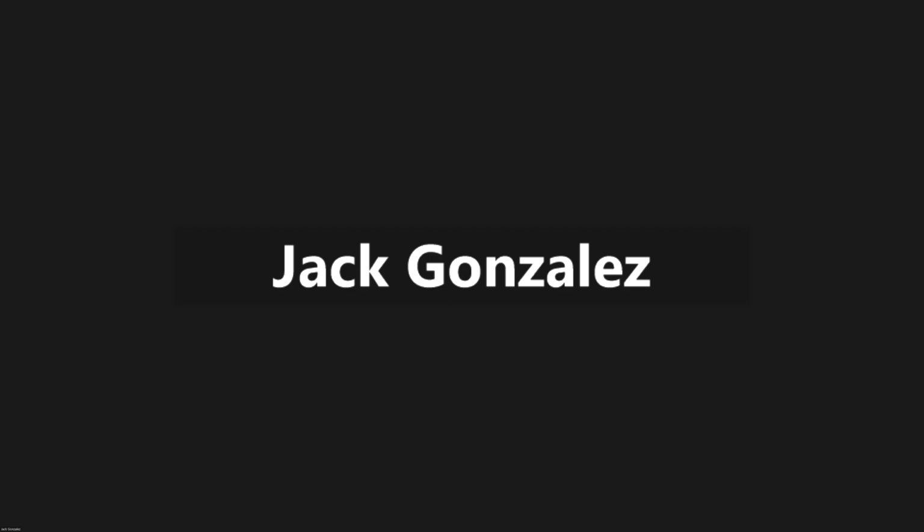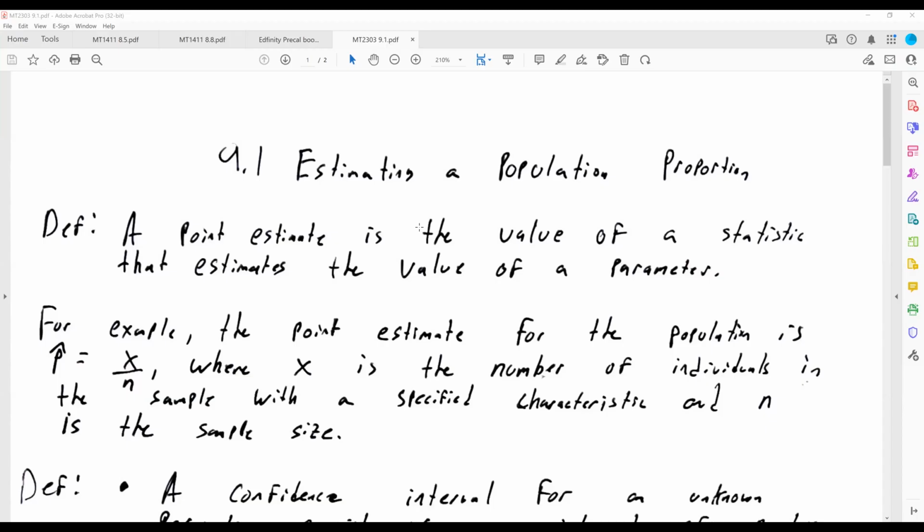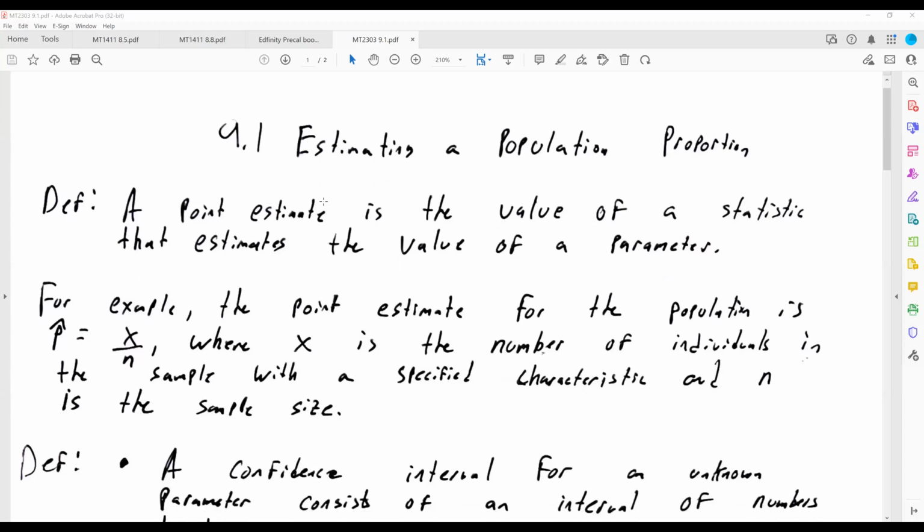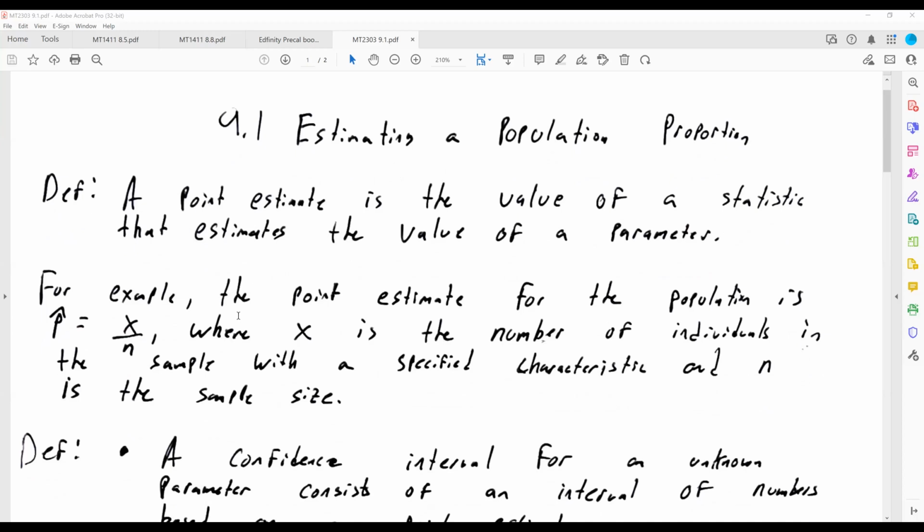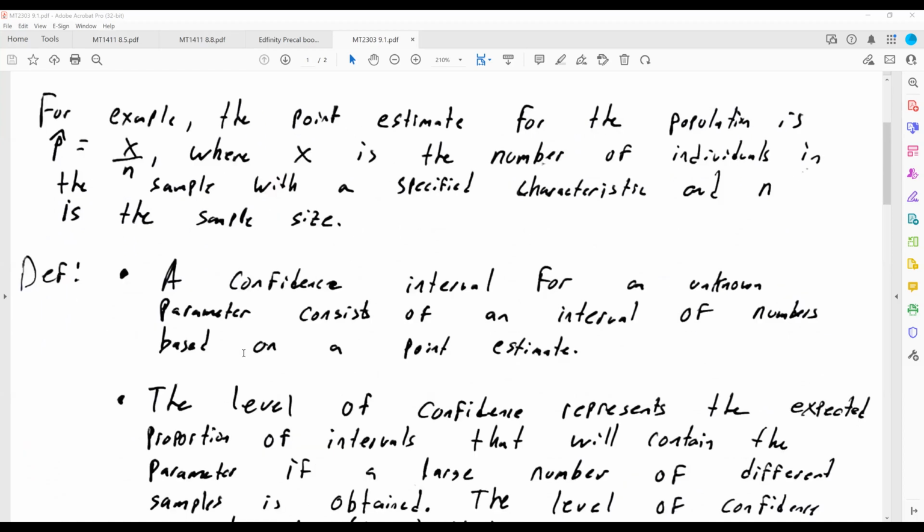All right, let's redo this lecture. There were some technical difficulties in class, but basically we were trying to find a confidence interval for the population proportion, which we're going to call p hat. Assuming you have this information, you can get the estimate by dividing x over n, where x is the trials or individuals in the sample, and n is the total sample size.